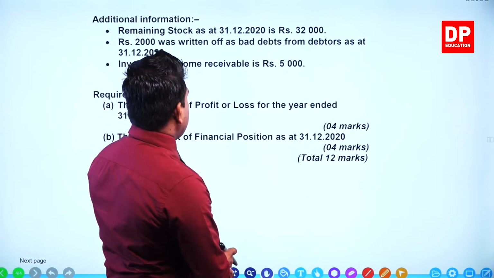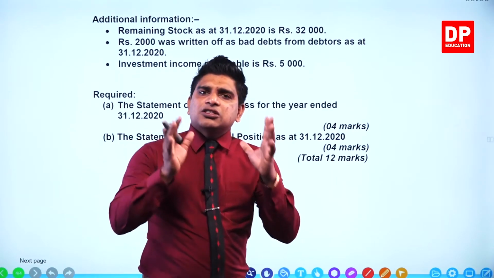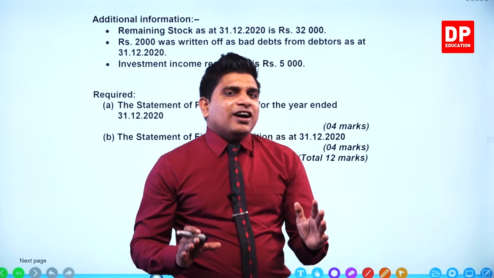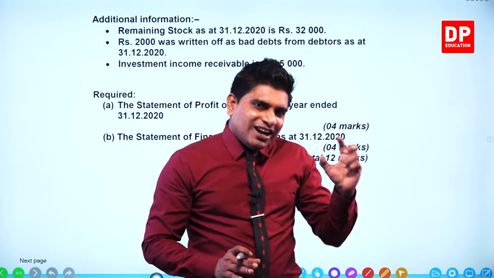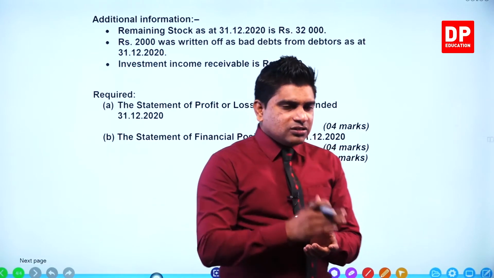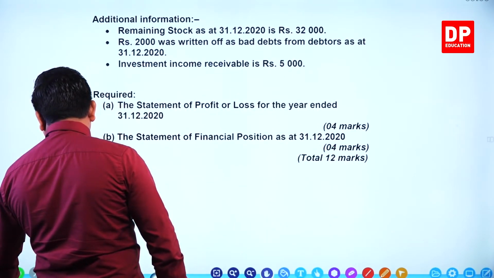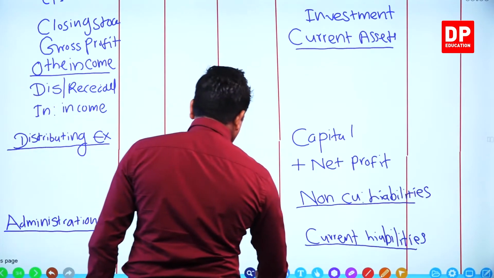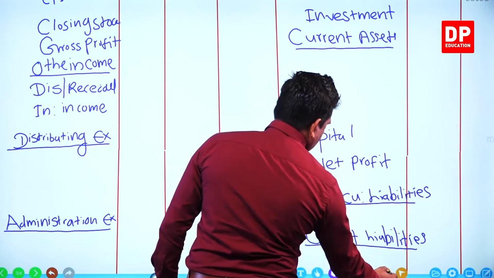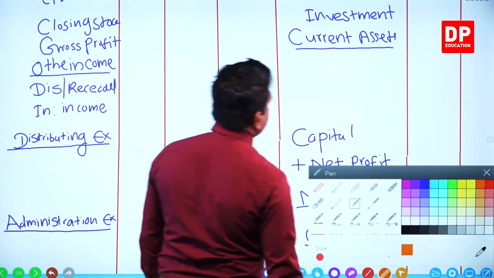Remaining stock as at 31st December 2020 is 32,000. Closing stock we write in 2 places, where and where? Under the current assets we write, the other place is to calculate cost of sales, right? Then write down, under the current assets you write, here I change the color, it's easy to understand for you, right?